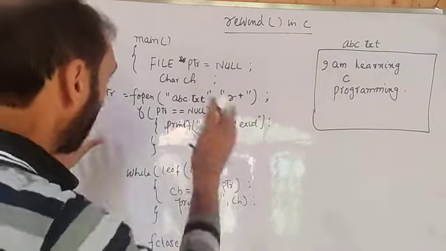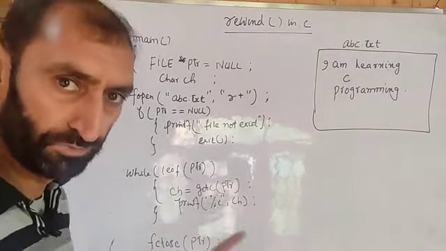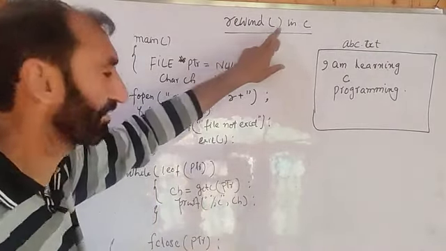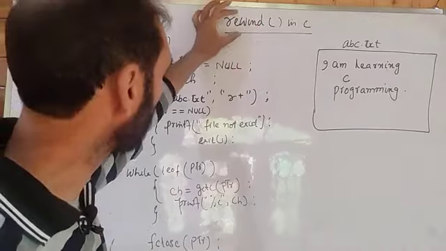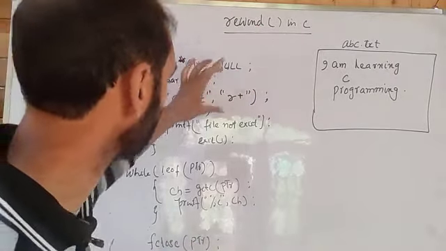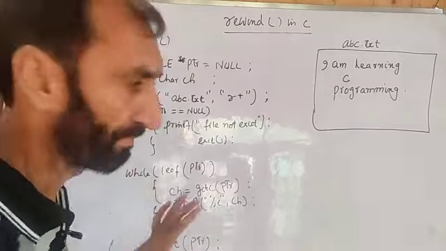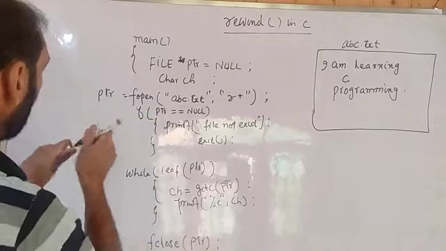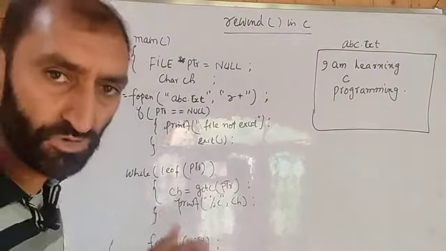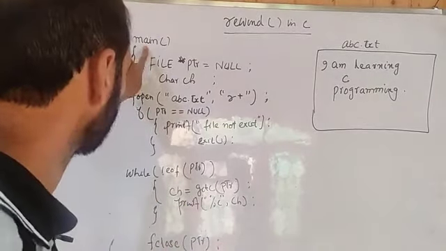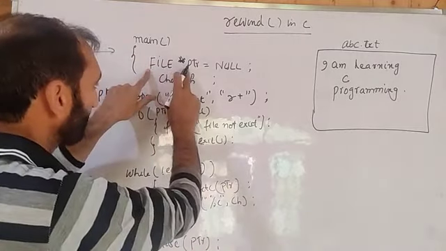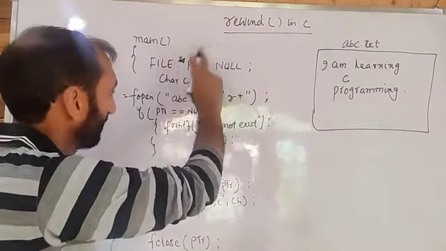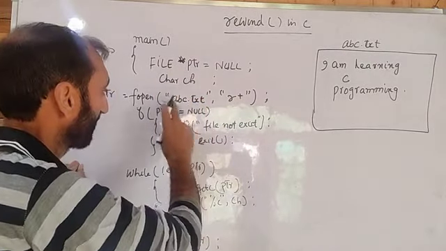Here I have written a program which will show the working of this rewind function. We use the rewind function in this program. After modifying it, we will see it. The execution of any C program starts from the main function. First, a file pointer ptr is declared, and initially I have initialized it with NULL, and char ch.